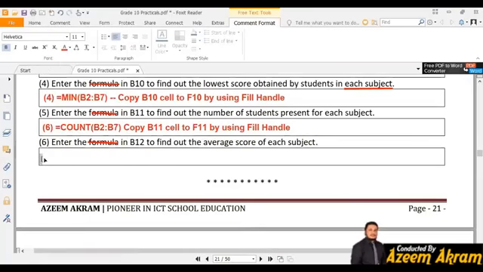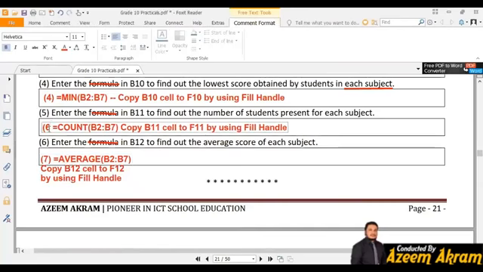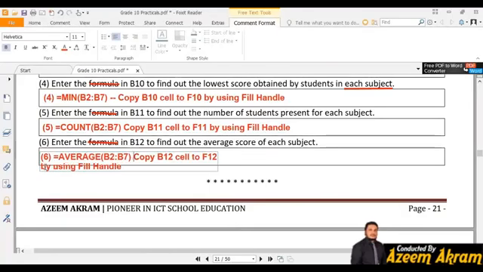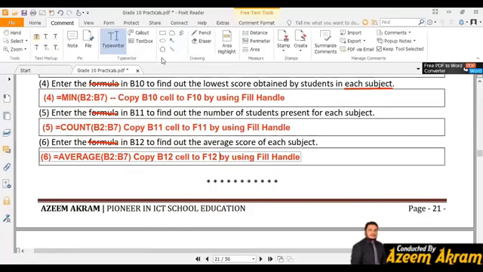Finally, this should be 5, and this should be 6. Right, then we are completing. So we have completed the entire concept of Excel. This is what we finally have to do in Excel.